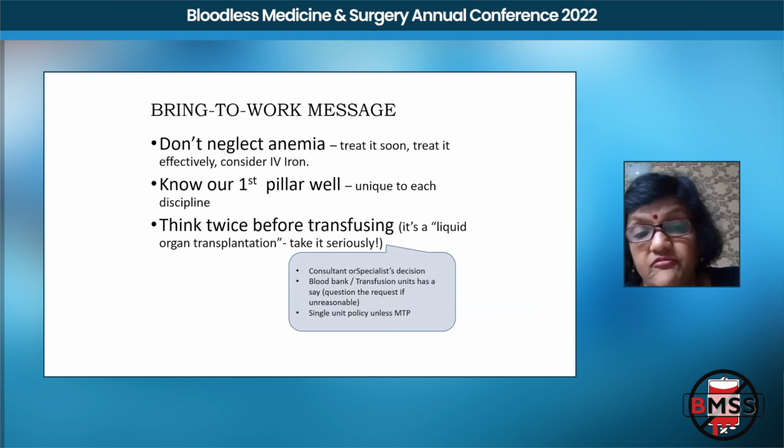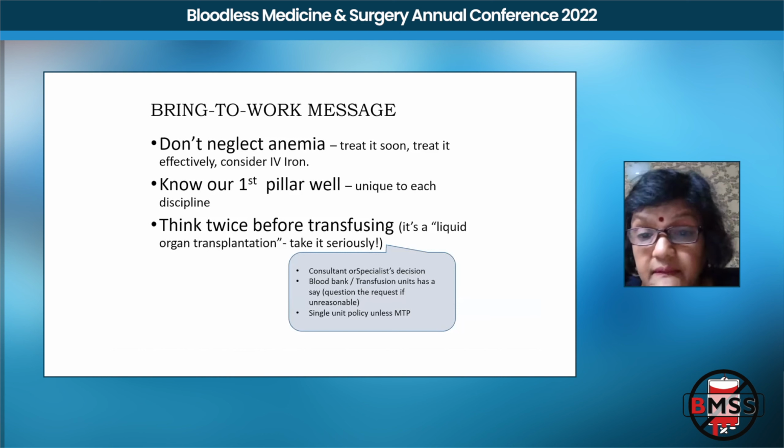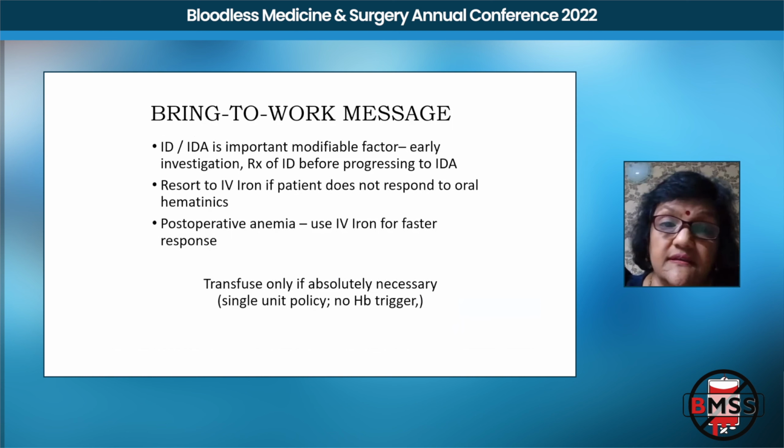And I feel that in every unit, the transfusion should be the decision of the senior-most person, the consultant or the specialist. And blood bank and transfusion units should actually start questioning the reason for the request for blood. And if we need to give blood, then try to practice a single unit policy, unless a massive transfusion protocol has been activated. Iron deficiency is an important modifiable factor, and early investigation and treatment should be given before it progresses to iron deficiency anemia.